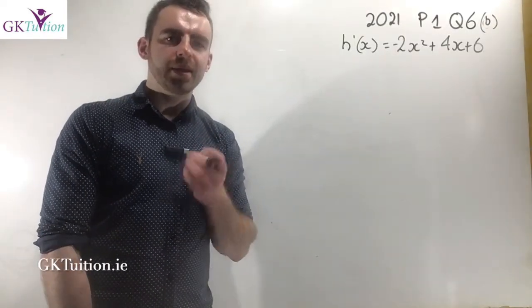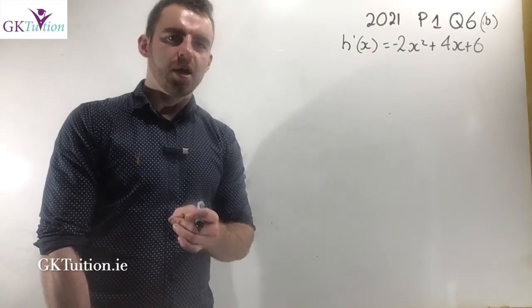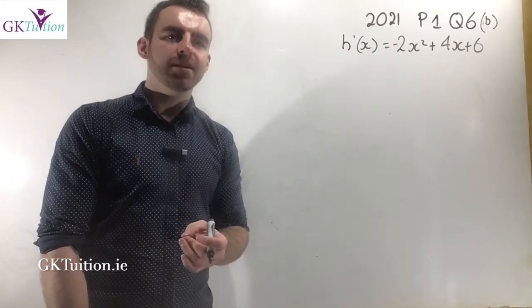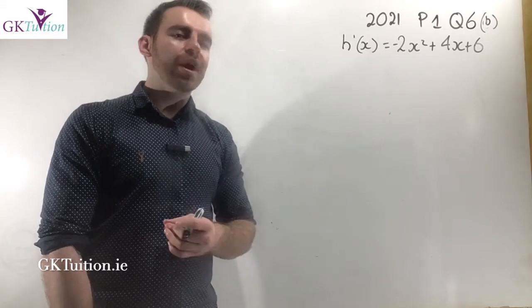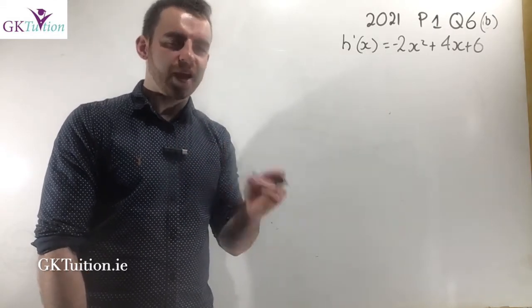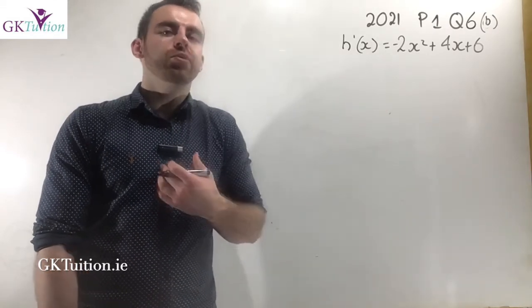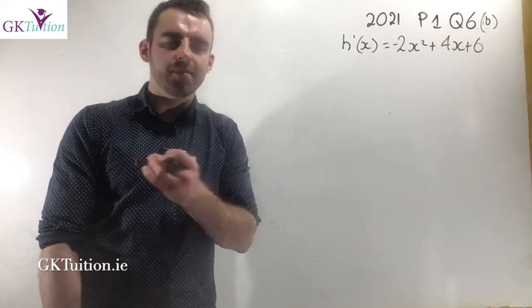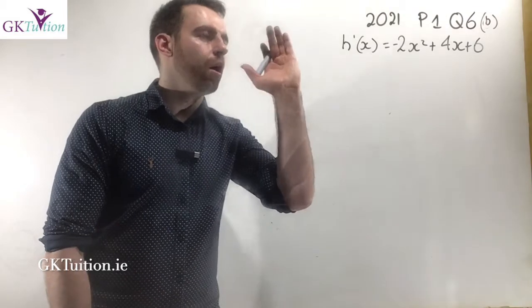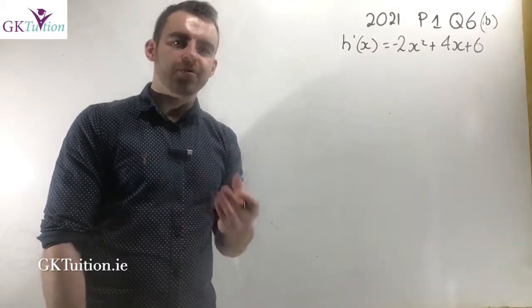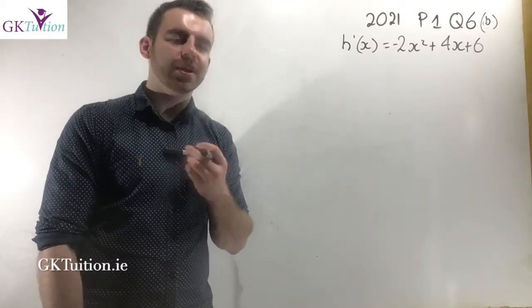Now in part B, you just have to be careful with the language. We're asked to find the maximum value of the slope of h of x. If we were asked to get the maximum value of h of x, then it would just be a normal finding a maximum point question. We're looking for the maximum of the slope. Remember, in differentiation, the first derivative represents the slope.